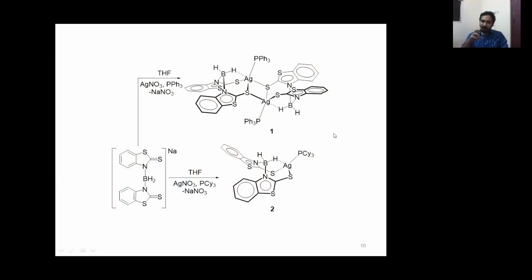Same coordination mode with the silver center, and B-H interactions are present. What is the reason? Basically the PPh3 attached to the phosphorus, that phenyl ring is planar, but the cyclohexyl ring is not planar. It will continuously flip and give chair and boat forms in the structure. So that's why it is a bulky group attached to the phosphorus.